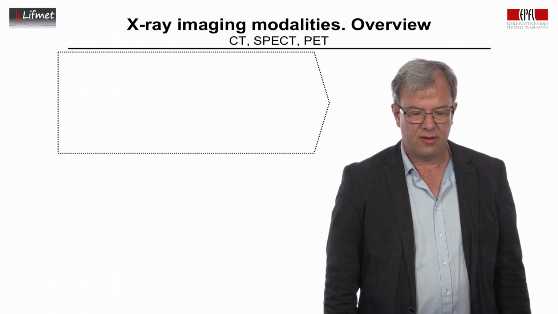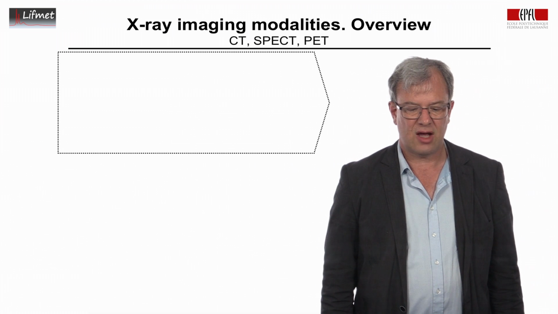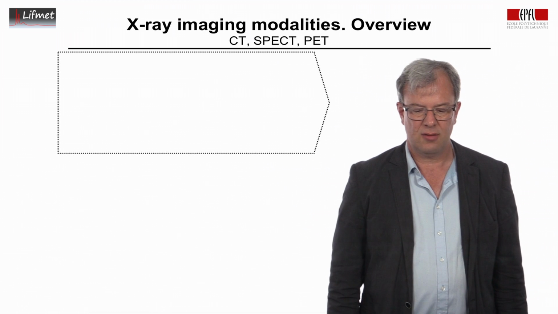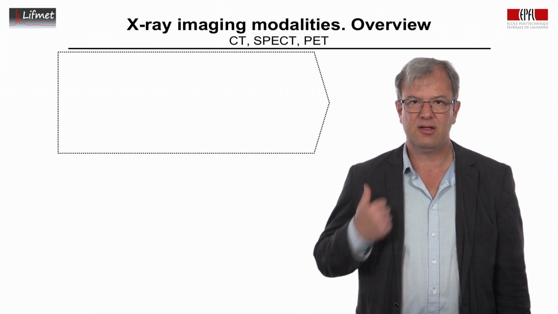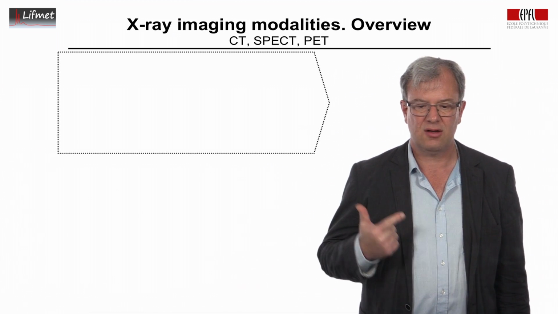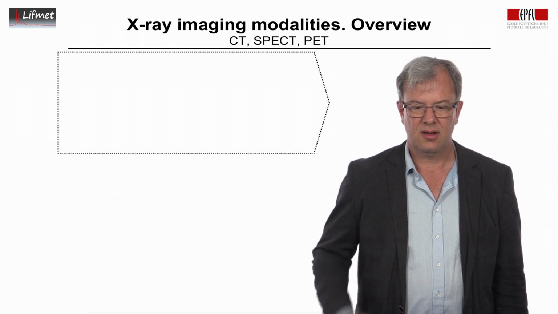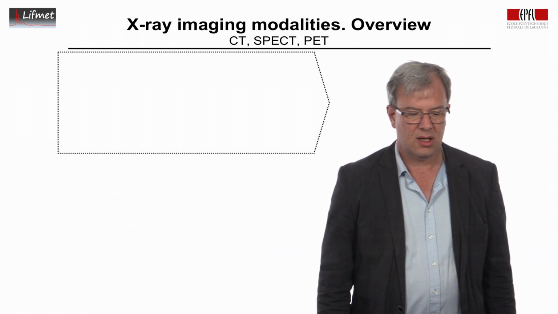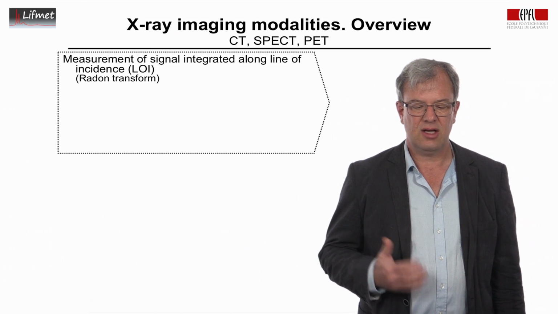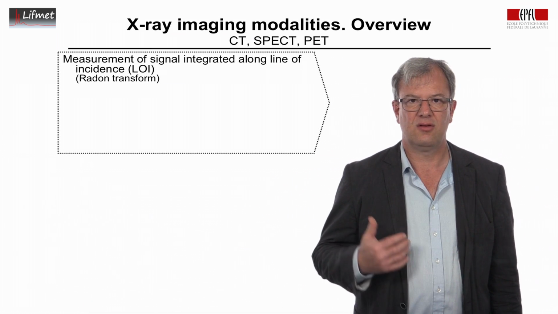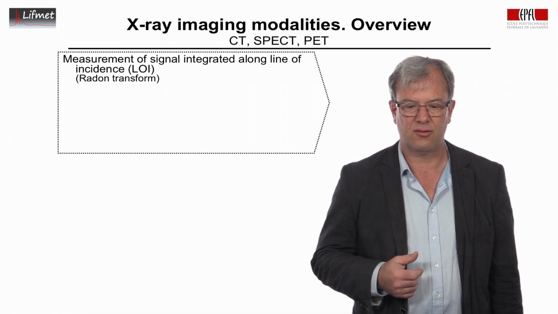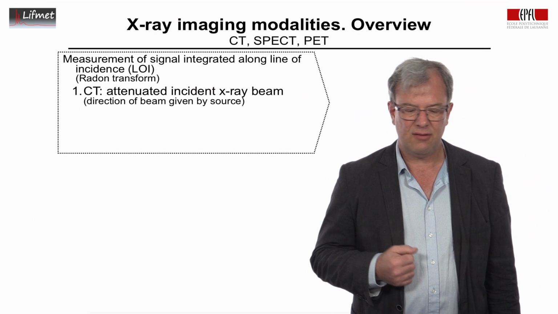Now, in this last section, I want to provide a rough overview of the X-ray imaging modalities that we've discussed. We have primarily discussed CT, SPECT, and PET, and they share a few things in common. They measure a signal integrated along the line of incidence. This provides us mathematically with a Radon transform. They are a bit different in how they do it.